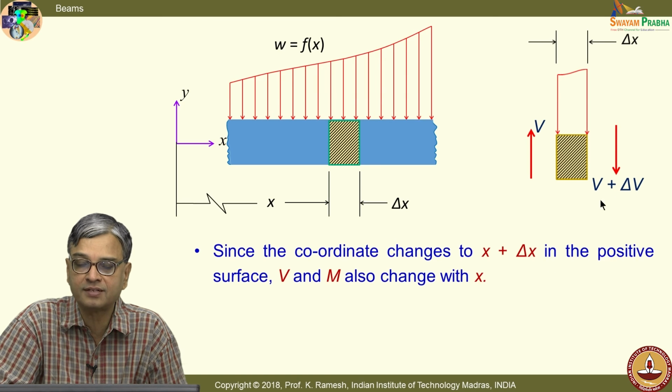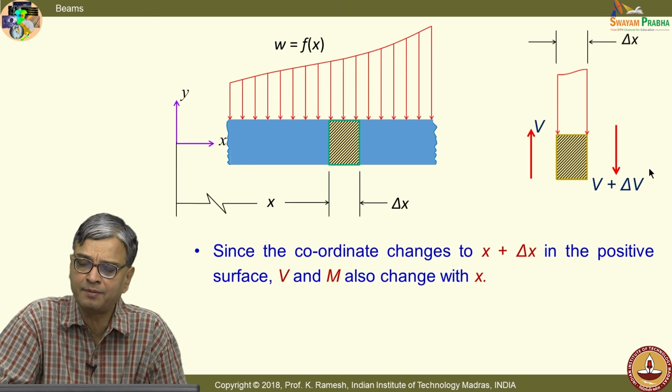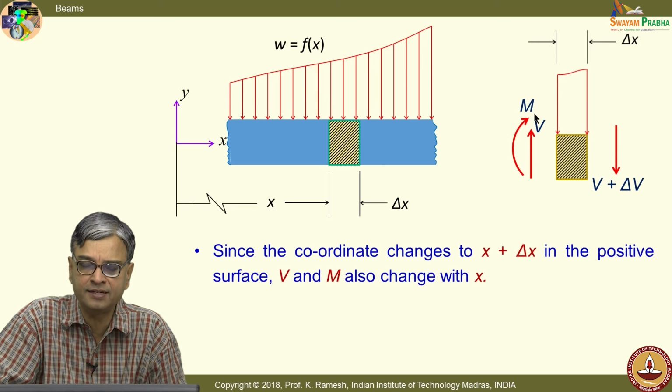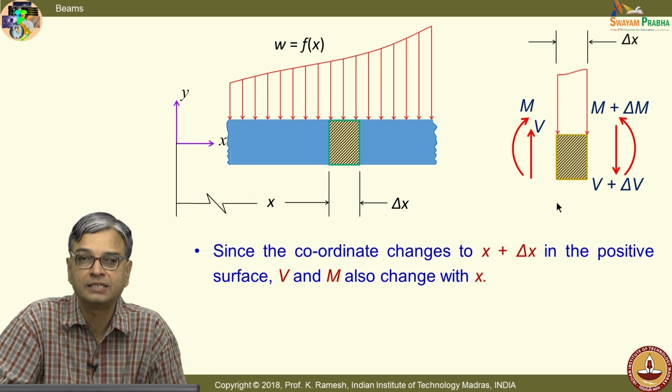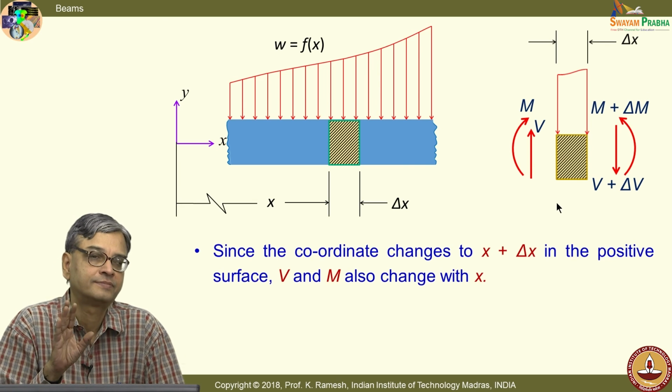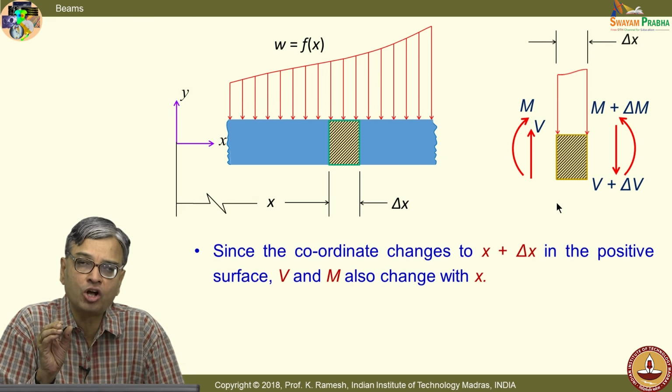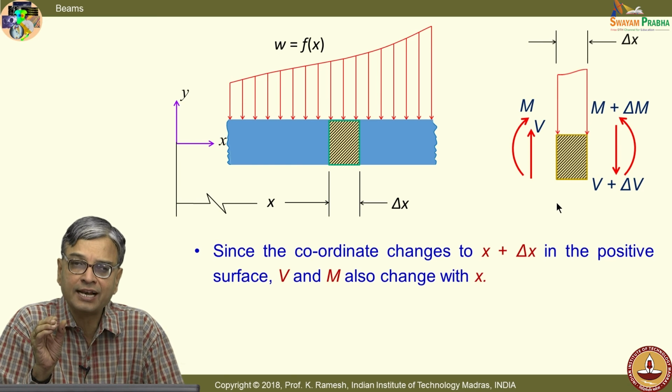So, I will have to put this as V plus delta V. I am looking at the positive direction. So, I put this as plus delta V. Mathematics will tell me whether it is plus or minus. And when I put bending moment like this, it would also vary as M plus delta M. This idea you have to catch. I have taken a block of length delta x, the height is equivalent to the height of the beam.